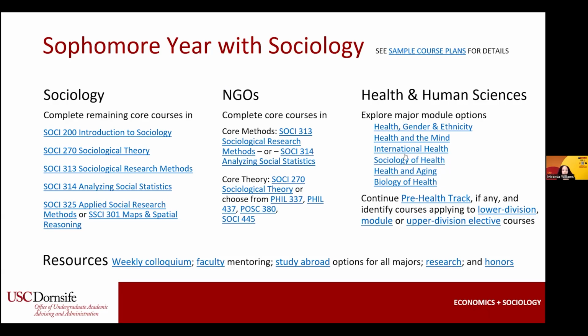Finally, for those of you majoring in health and human sciences, during your sophomore year, you'll begin to explore courses in whichever module that you choose to pursue. Those different modules are listed here on the screen as well for your reference. So health, gender, and ethnicity, health and the mind, international health, sociology of health, health and aging, and biology of health. If you're also a pre-health student, you'll continue taking courses that are pre-health requirements as well, and you'll be working with us, your major advisors, to identify which of your pre-health requirements also overlap with major requirements.